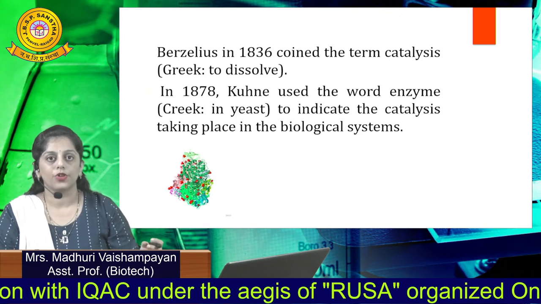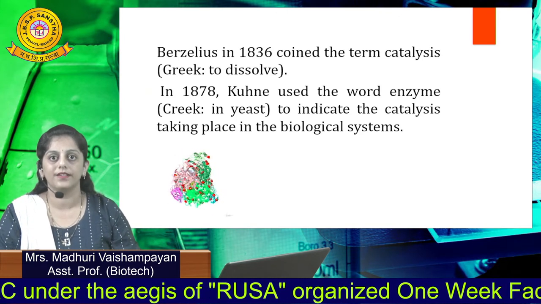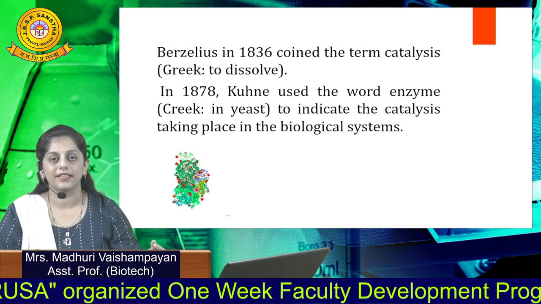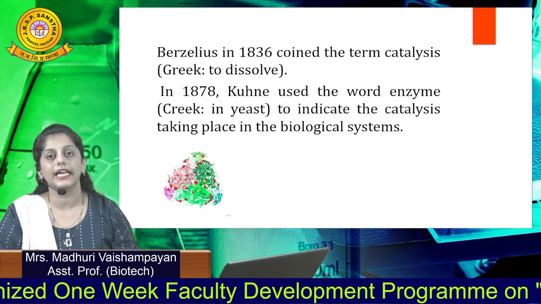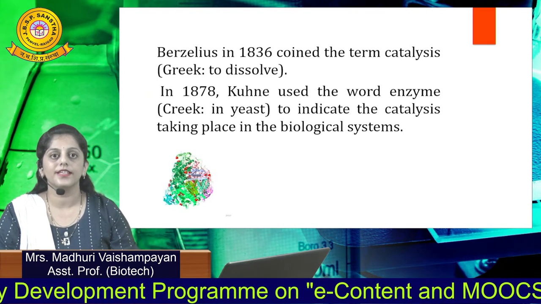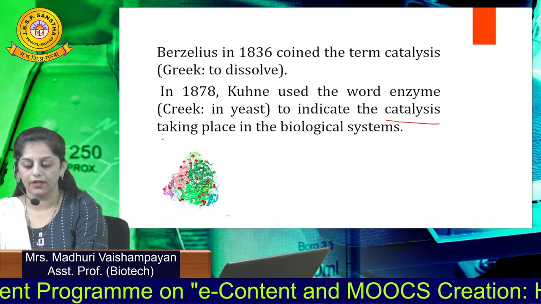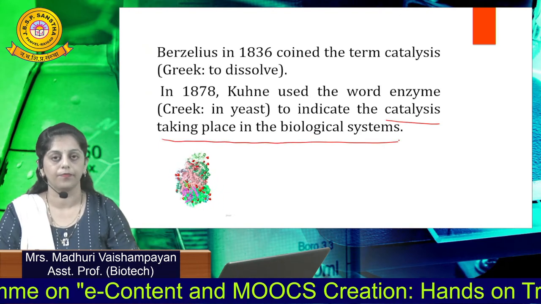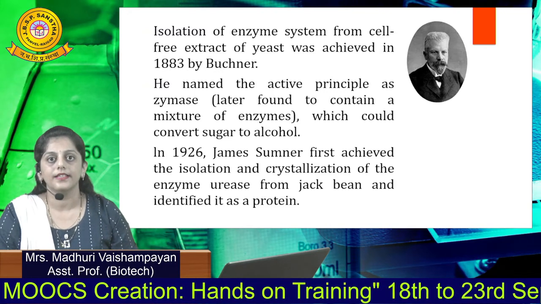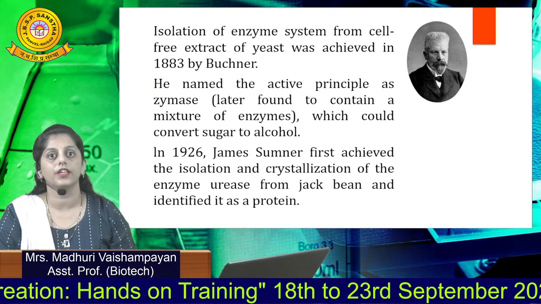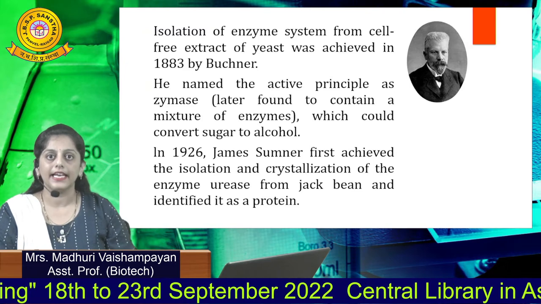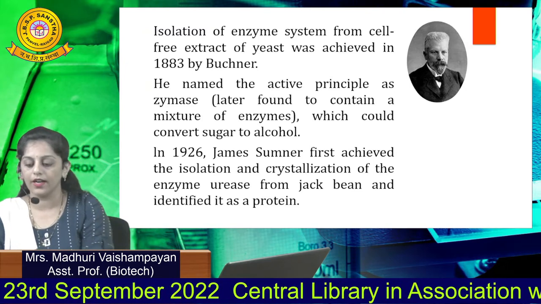Now we'll go into a short history of enzymes. Berzelius, in 1836, coined the term catalyst. In Greek, the word catalyst means to dissolve. In 1878, Kuhne used the word enzymes, to indicate the catalysis taking place in the biological system. In 1883, the scientist Buchner achieved the isolation of the enzyme system from a cell-free extract of yeast. He named that active principle zymase.